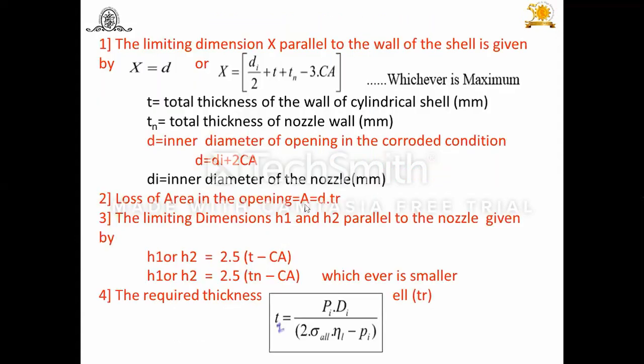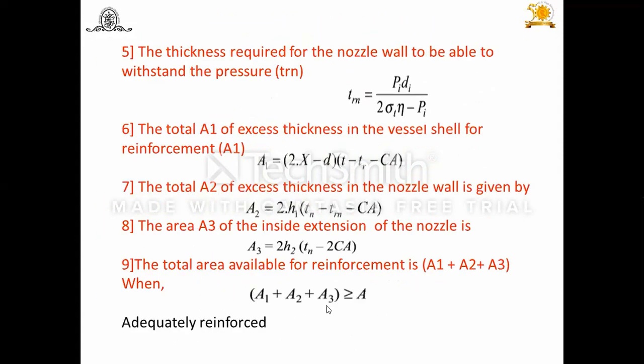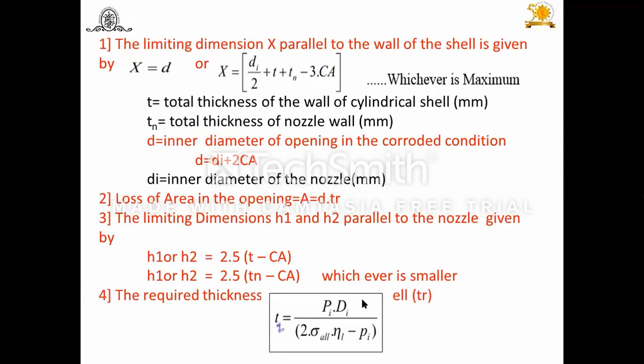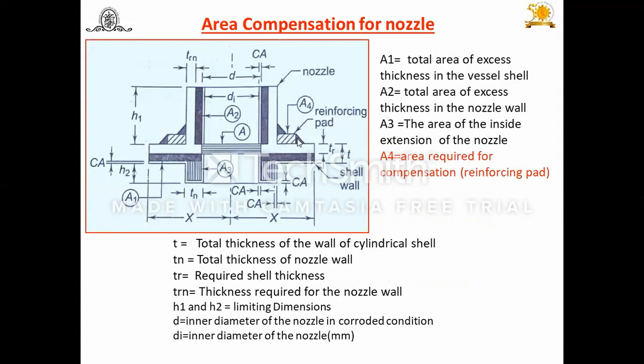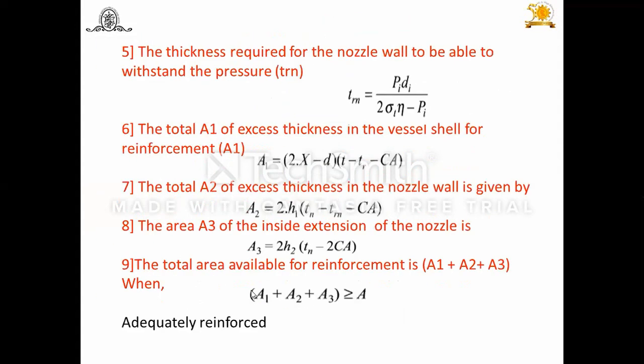Try to understand what I am saying here. When A1 plus A2 plus A3 is greater than the area already calculated, this removed material area, then no need to add this reinforcing pad. That means this A1, A2, A3 is sufficient, or this reinforced material is sufficient. But if it doesn't satisfy this condition, if A1 plus A2 plus A3 is less than area, then what to do?